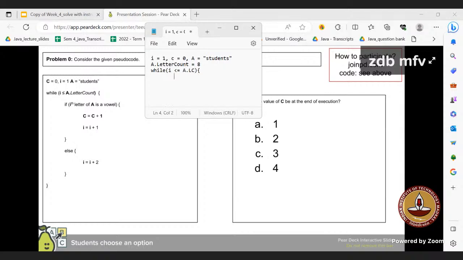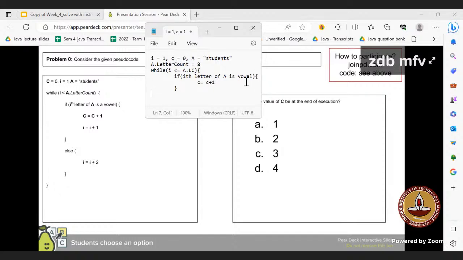We are checking if the ith letter is a vowel. If the ith letter of A is a vowel, then we are doing C equal to C plus 1. So the question asked for is only C, right? So you should check when C is getting incremented.